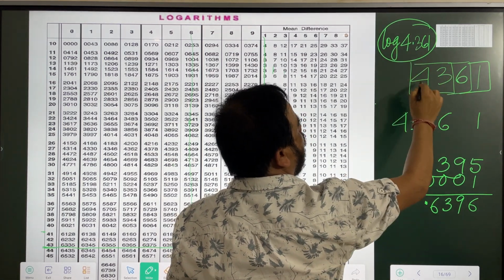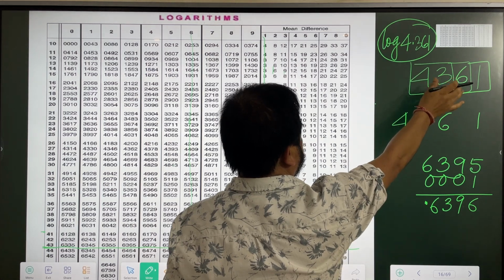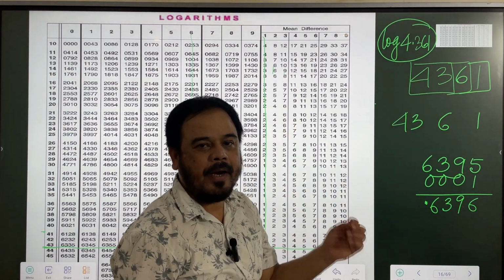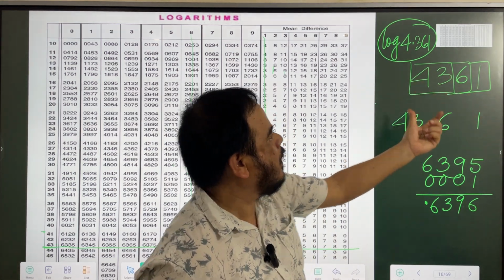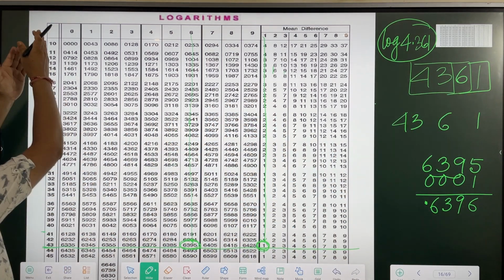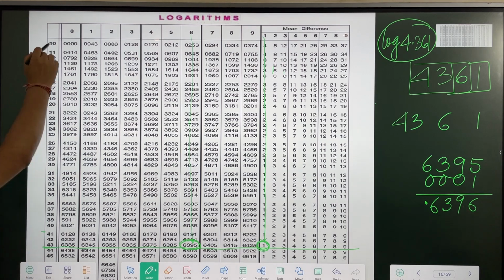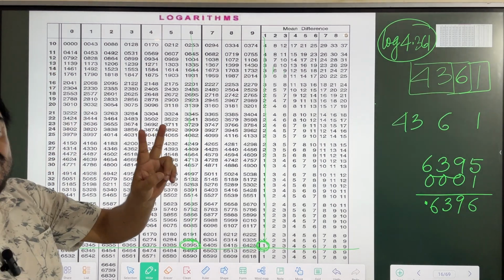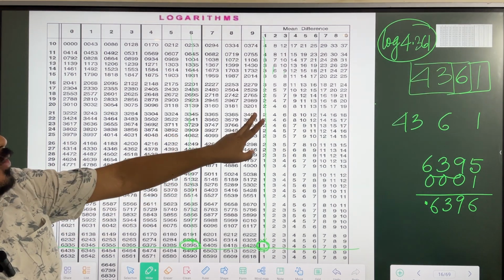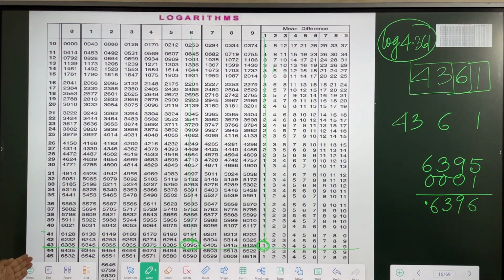So without decimal, 4361. I have made it 3 parts. First part is a pair. Second part single digit. Third part single digit. So why a pair? Because here you will get pairs only, 10 to 99, all 2-digit numbers. So first one we have taken, that is why a pair.